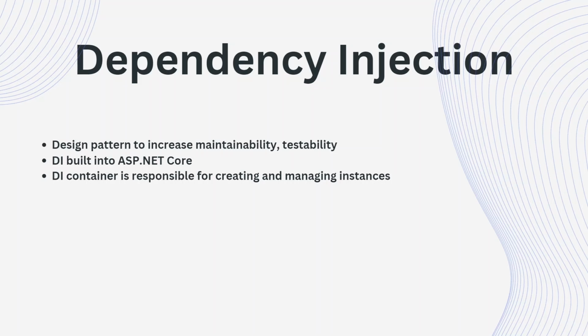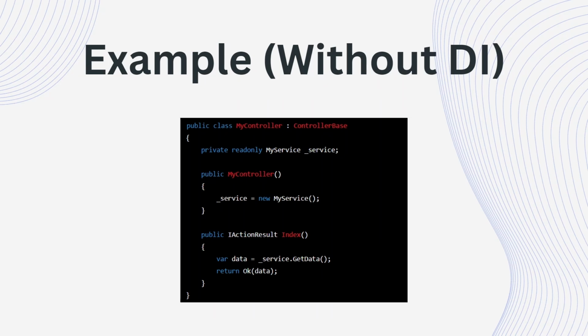ASP.NET Core provides a built-in DI container that can be used to manage the dependencies of an application. The DI container is responsible for creating and managing instances of services which are registered with the container when the application starts. Let's look at an example of an application which doesn't use dependency injection.